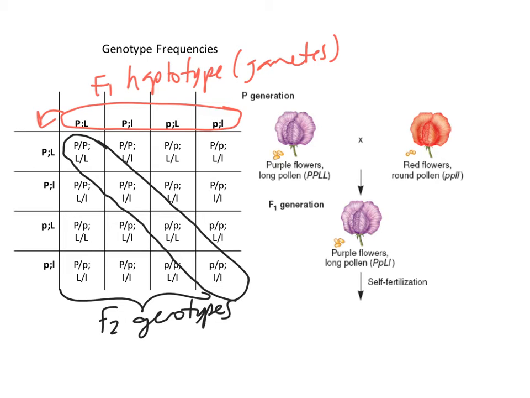So how many big P over big P, semicolon, big L over big L genotypes are there in this table? That one. So there's 1 out of 16 individuals that we expect to find that's homozygous at both loci, both genes, for the dominant allele. How many have the same except recessive? The little p over little p, little l over little l. It's just that one.